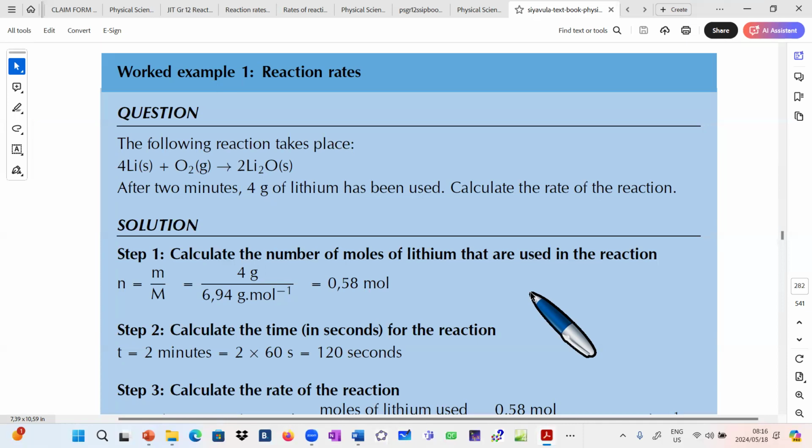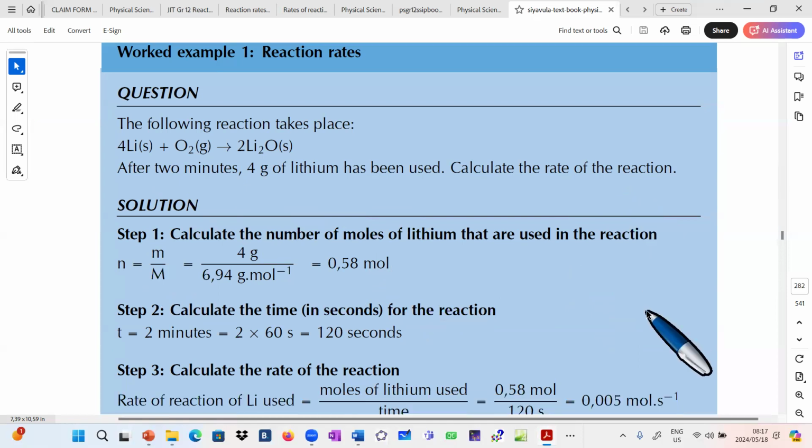So let us look at first things first. How do we calculate the rate of the reaction, given that 4 grams of lithium has been used? One of the reactants has been quantified as 4 grams of lithium that has been used, after 2 minutes of time. Step 1, for us to calculate the rate of the reaction: first things first, we're going to calculate the number of moles of lithium that are used in the reaction.